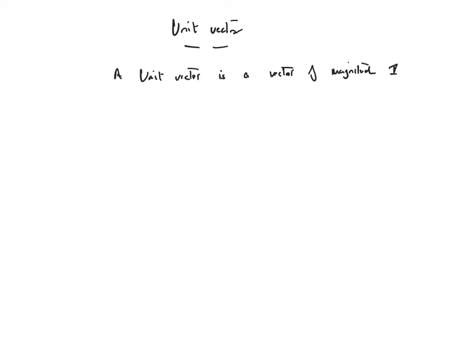Okay, we're going to spend some time looking at something called a unit vector. Well, the word unit meaning one. A unit vector is a vector of magnitude 1. So remember that the magnitude is just the size, so of magnitude 1, and is parallel to an associated vector.